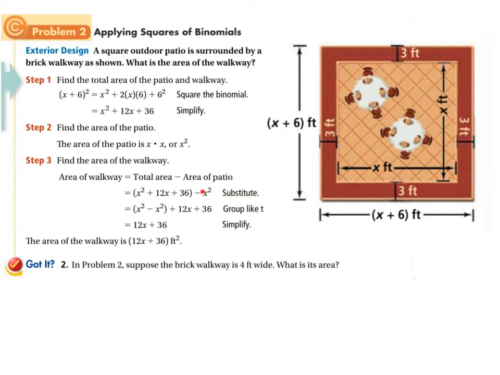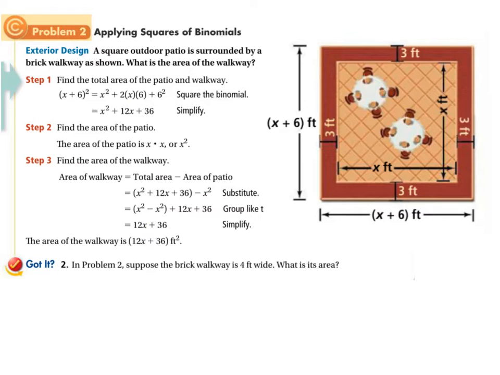Those two cancel each other out, and what you're left with is 12x plus 36. That's the area of the walkway, 12x plus 36, and that's of course feet squared. This is not squared. It's just whatever x is, then the area of the walkway is going to be 12x plus 36, plugging that number in for x if you knew it, to get an actual number of square feet. But we don't know it, so we just say it's 12x plus 36 square feet.